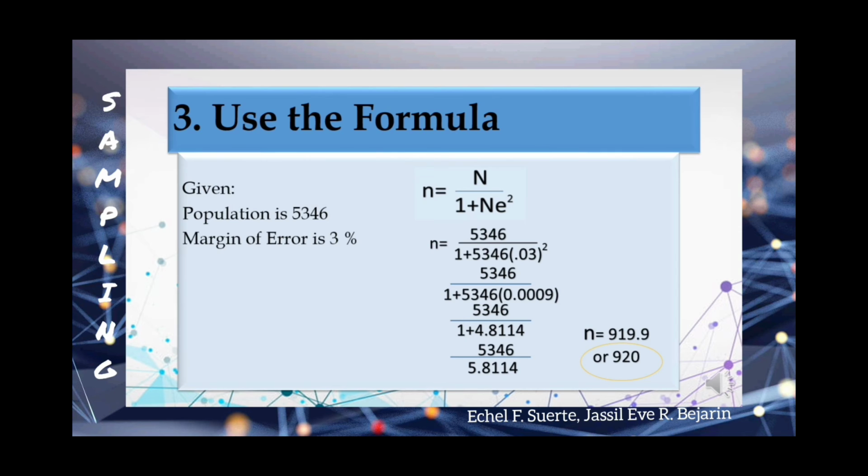I am going to show you the computation using Slovin's formula. Given the population is 5,346 and the margin of error is 3%. Let us just follow the formula.